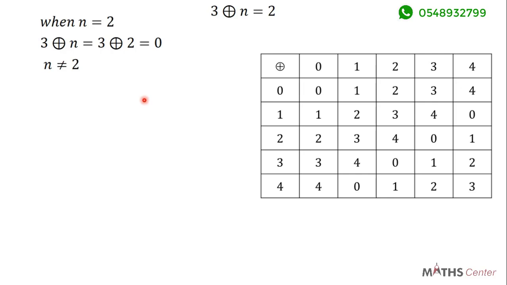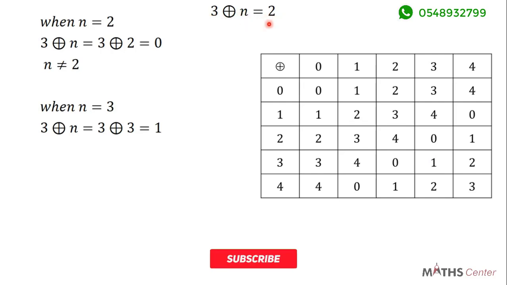So we are going to try out the next number, which is 3. When n is equal to 3, 3 plus n will become 3 plus 3. From the table, 3 plus 3 will give us 1. But we know that from our equation, 3 plus n should give us 2. Here, when n is equal to 3, 3 plus n will give us 1. 2 is not equal to 1. This means that n is not equal to 3.